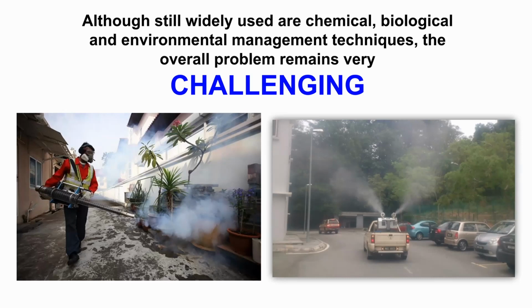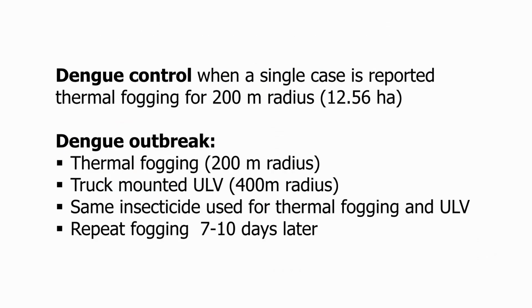In most Asian countries, if there's a dengue case, thermal fogging and truck-mounted ULV are used. However, in Singapore, it is preventive, whereby routine fogging takes place. When a single dengue case is reported, thermal fogging at a 200-meter radius is used. But if there's a dengue outbreak, thermal fogging and truck-mounted ULV using the same insecticides are used and repeated 7 to 10 days later.